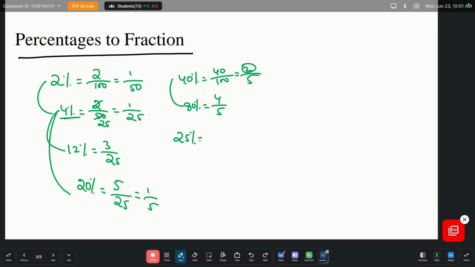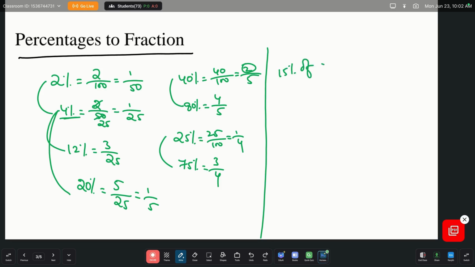25 percentage, what is the value of 25 percentage? 25 by 100 will be equal to 1 by 4. 75 percentage is equal to 25 threes are 75. That will be equal to 3 by 4. Next, just look at here, some questions.